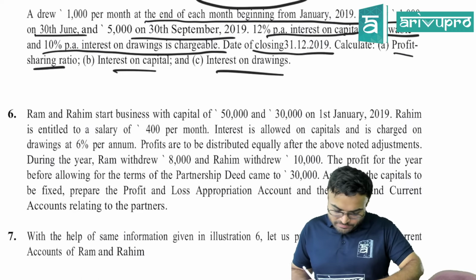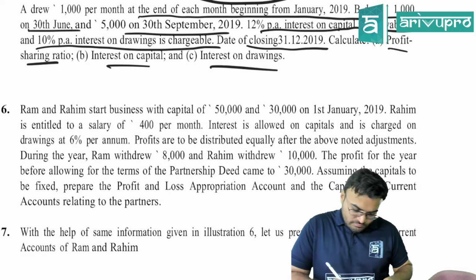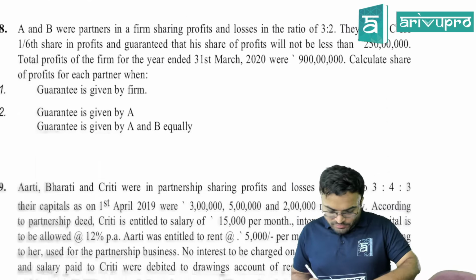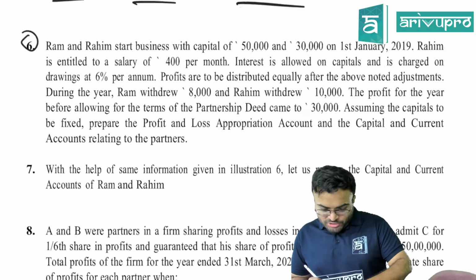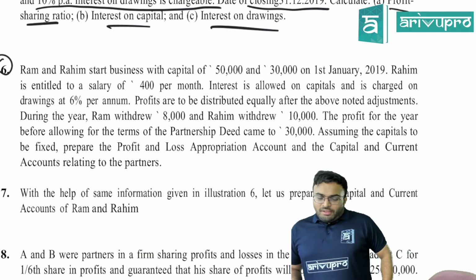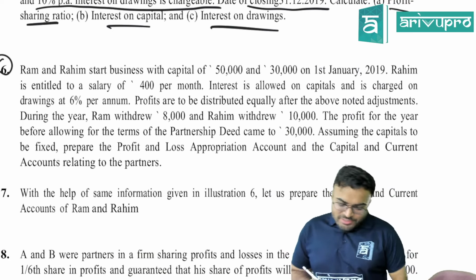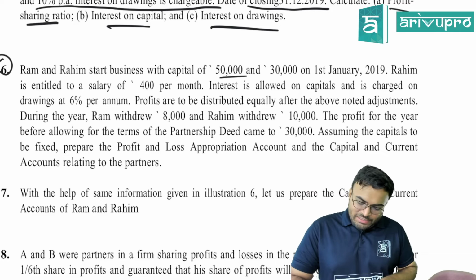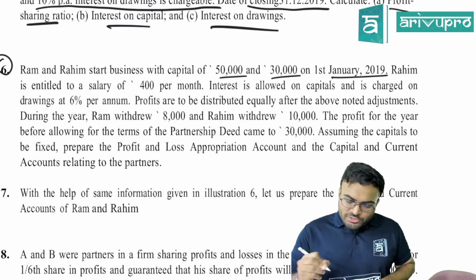Question number 6. We still have a few questions in this. Yes, question number 6. Ram and Rahim started business with capital of 50,000 and 30,000 on 1st January 2019.